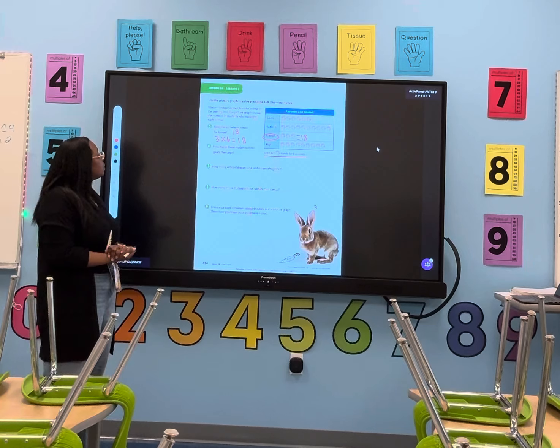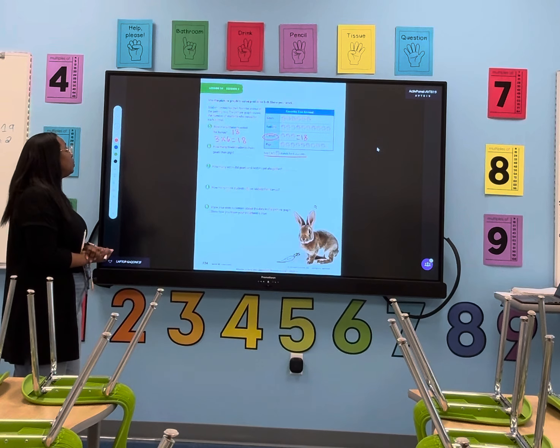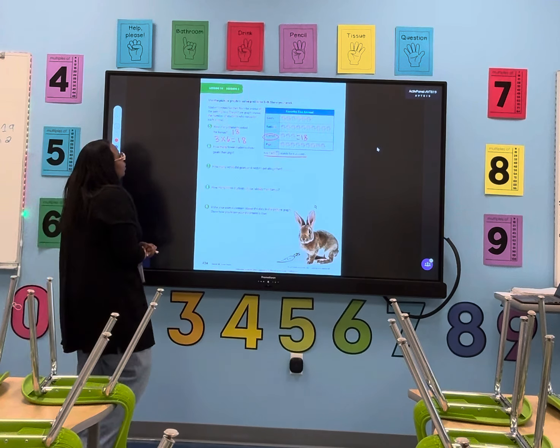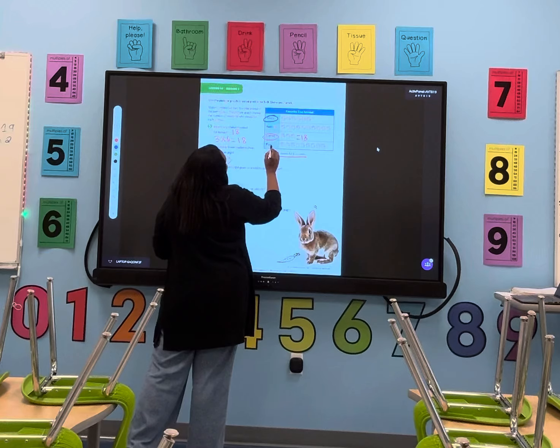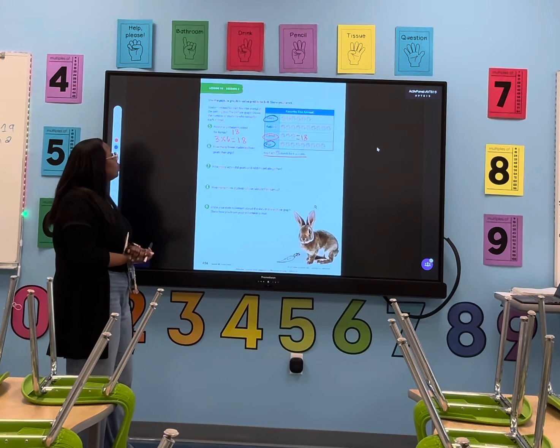Okay, let's go to number 6. It says, how many fewer students chose goats than pigs? So now we're looking at our goats and we are looking at our pigs. So this is goats and this is pigs. So let's start with goats.